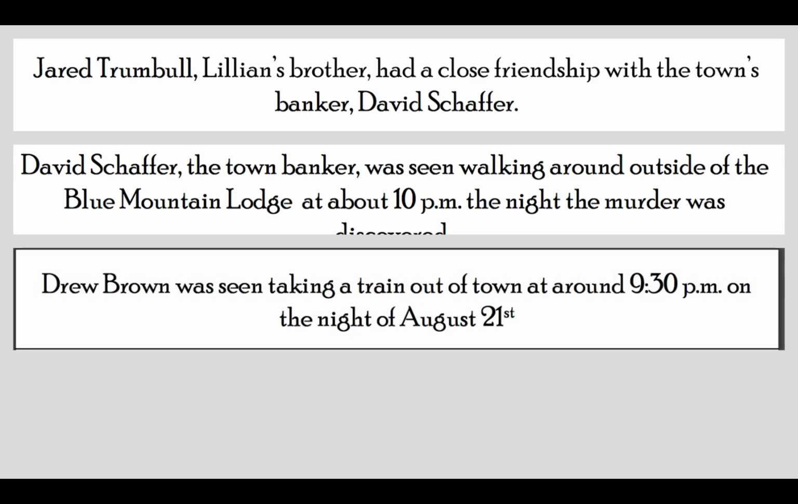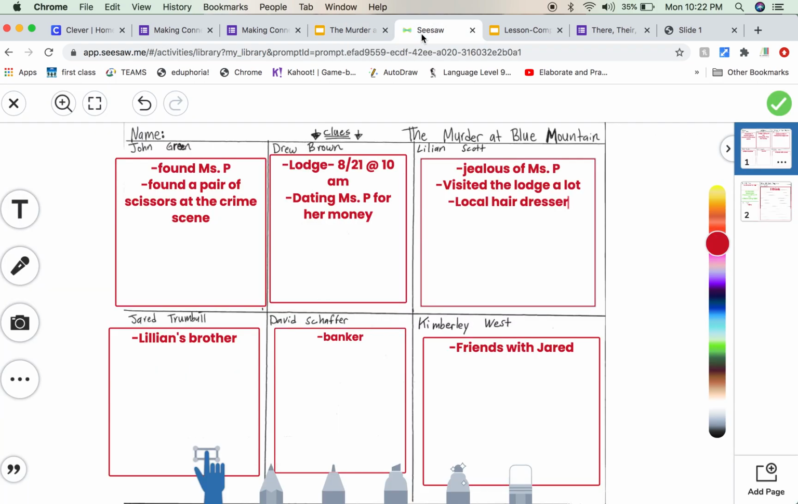Then Drew Brown was seen taking a train out of town at around 9:30 p.m. on the night of August 21st. Now, why is Drew leaving Blue Mountain, the community, on the night of the murder? Why is he skipping town? So, fourth graders, who do you think the suspect is now with the introduction of these new clues into the investigation? Since you're detectives, we have to take down some important notes on the suspects.